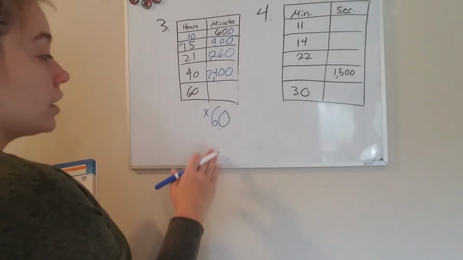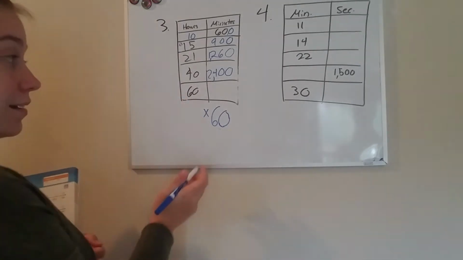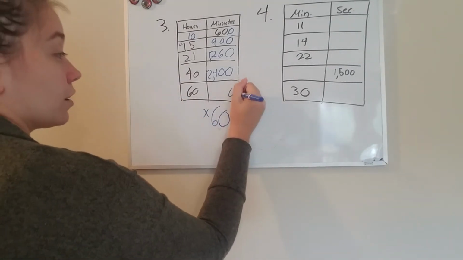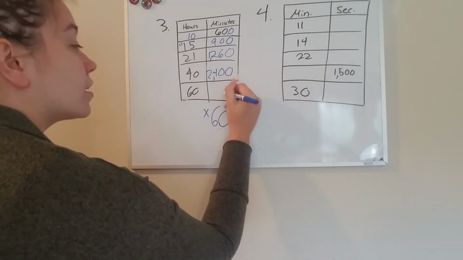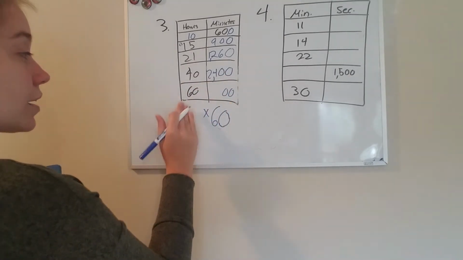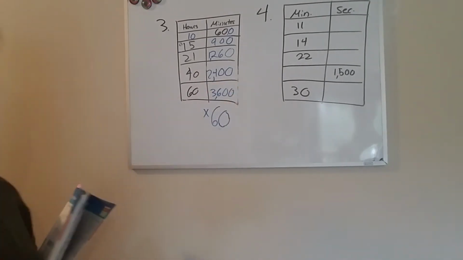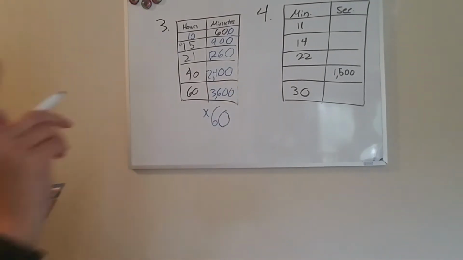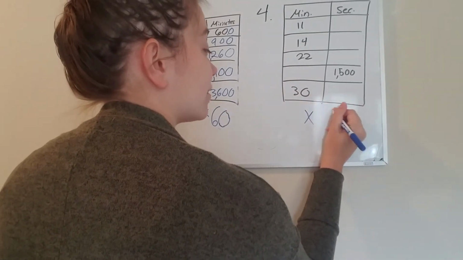Okay? Now look at 60. So we're taking 60 times 60. So we know we have a 0 here. Now we're doing 6 times 60. 6 times 0 is 0. And 6 times 6 is 36. So we have 3,600.